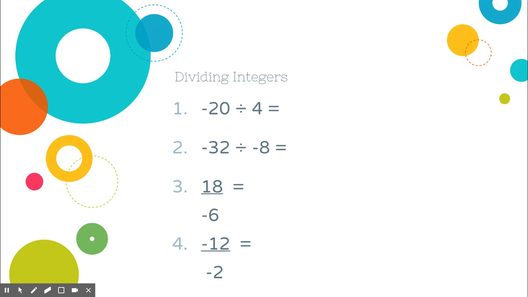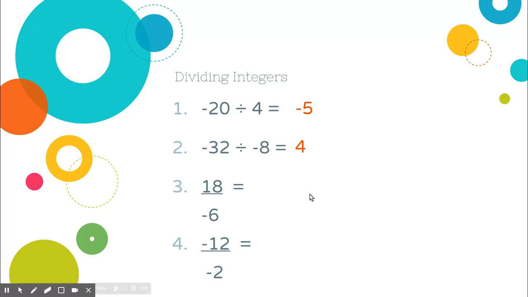Let's look at a few examples with dividing integers. And this is the same rules as multiplying. So -20 divided by 4. Since the signs are different, you'll get a negative. So -20 divided by 4 is a -5. On the next one, -32 divided by -8. The signs are the same, so that means our answer will be positive, which means -32 divided by a -8 is a positive 4.